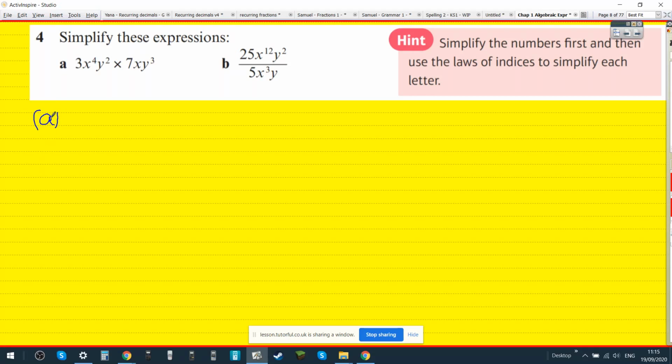So how would you do this one then? Same as before, normal number times normal number, same letter times same letter. So the first one would be 21x to the 4 and then y to the 5. This x is x to the 1. Oh, yeah. So it'd be x to the 5.